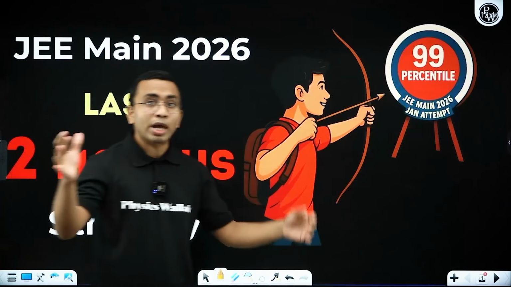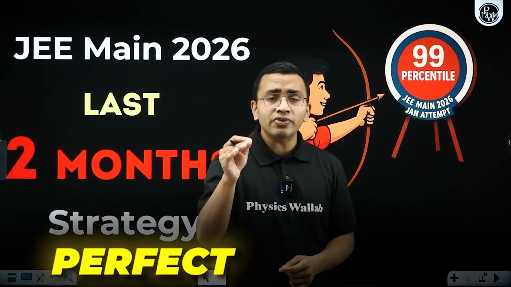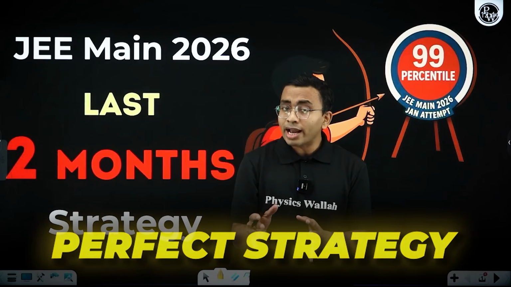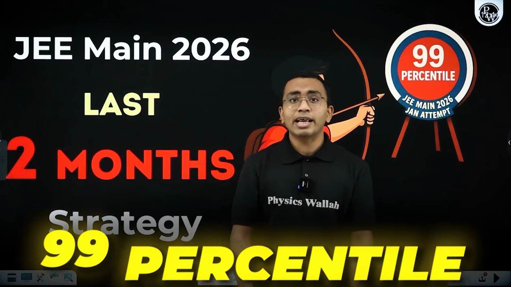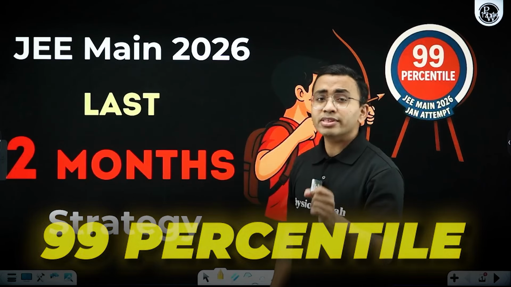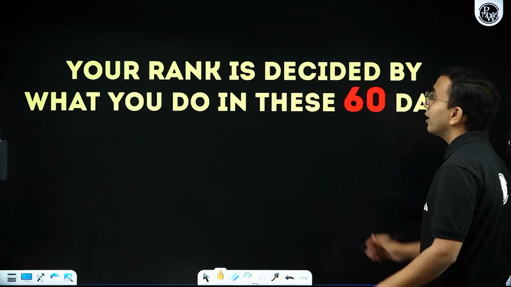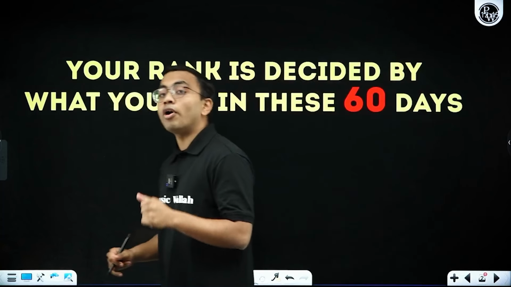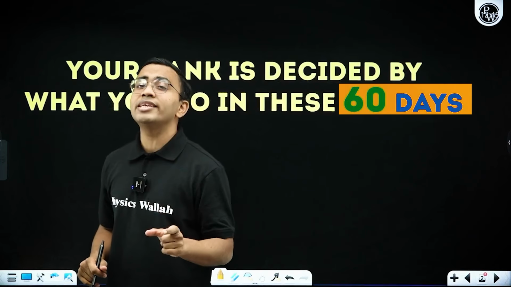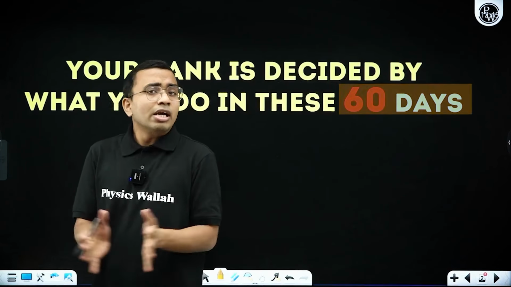So I am here to help you out. I am going to tell you a perfect strategy. By following that, you will be able to get 99 percentile, and let me tell you, this is the only way to get it. Okay, so your rank is decided by what you do in these 60 days. Only 60 days left, nothing more.